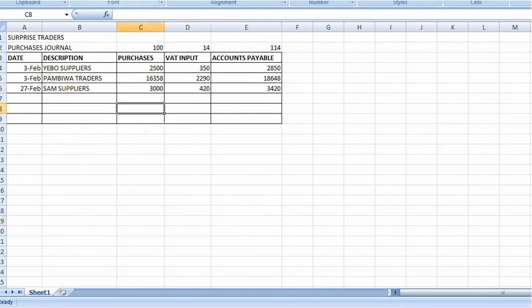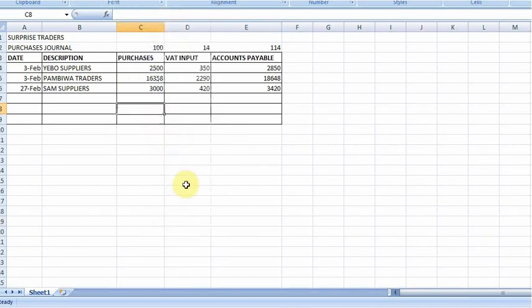So I'm just going to add up everything, put in some proper lines there, and get the sum of all my transactions, meaning I add everything up for purchases, add everything up for VAT input, and also add everything up for the accounts payable. Also, I'm just going to round again to the nearest 1 rand. And there I have now completed my purchases journal.